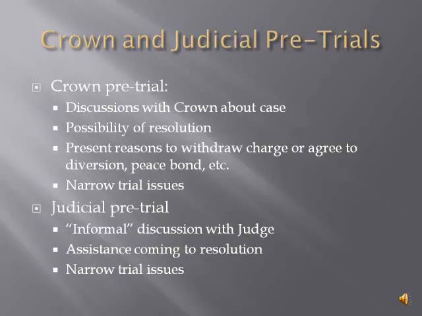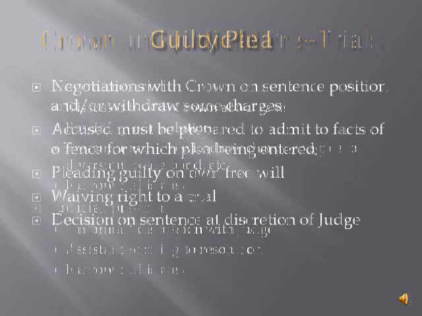It might also be determined that some assistance from a judge by way of a judicial pretrial might be helpful. This involves an informal discussion with a judge. This would not be the judge sitting at trial. The judge might be able to offer some assistance with regards to resolution, might also be able to narrow down some trial issues. And if resolution discussions do happen with this judge, a plea, if both parties agree, could be entered before the judge at judicial pretrial.